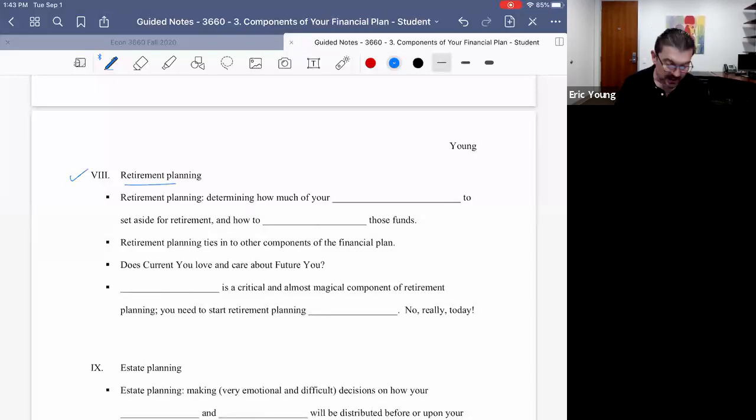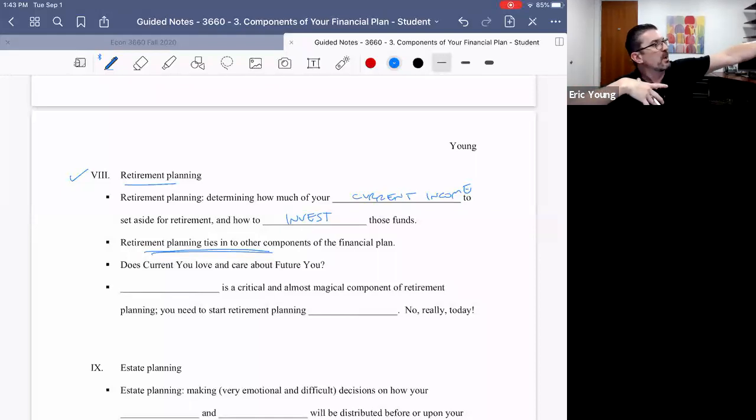Retirement planning is determining how much of your current income you will set aside for retirement, and critically tied to the stuff that we just covered, how to invest those funds. Retirement planning obviously ties into all the other components of the plan, but it's unique in that it's something that you start doing now, but you have to really be thinking ahead at that abstract future you, okay?